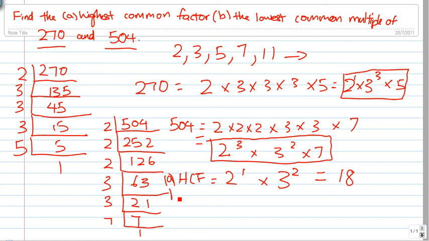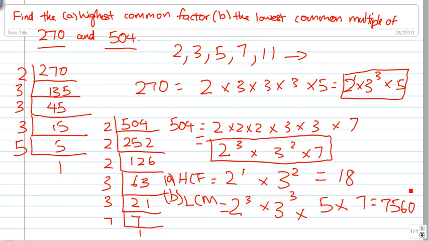Okay. B, to find the lowest common multiple, we have to multiply the highest power of each set of common prime factors. Also include any uncommon factors. So in this case, let's look at 2 cubed and 2 to the power 1. What's the highest power of each set? 2 to the power 3. Okay, let's look at 3 squared and 3 cubed. What's the highest power? 3 cubed. And then also you multiply any uncommon factors. So in this case, the uncommon factors are 5 and 7. Times 5 times 7, you get 7560.